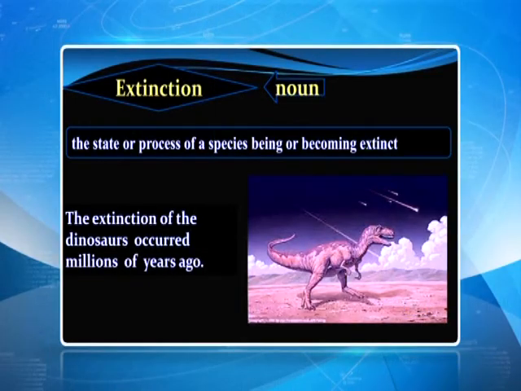So let's see the meaning and have a good example about extinction. The state or process of a species being or becoming extinct. The extinction of the dinosaurs occurred millions of years ago. Now we have already explained extinction. Let's move to another word.